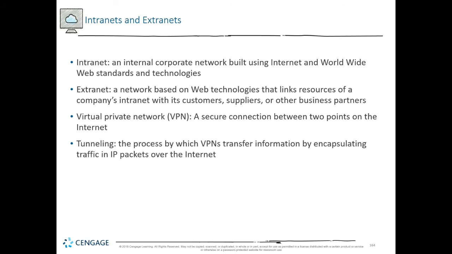Intranets and extranets. An intranet is an internal corporate network built using internet and World Wide Web standards and technology. An extranet is a network based on web technologies that links resources of a company's intranet with its customers, suppliers, and other business partners. A virtual private network is a secure connection between two points on the internet. Tunneling is the process by which a VPN transfers information by encapsulating IP traffic over the internet.